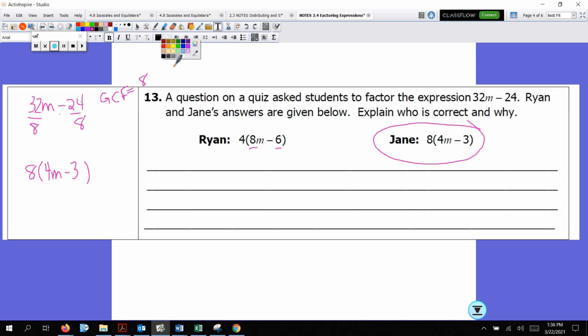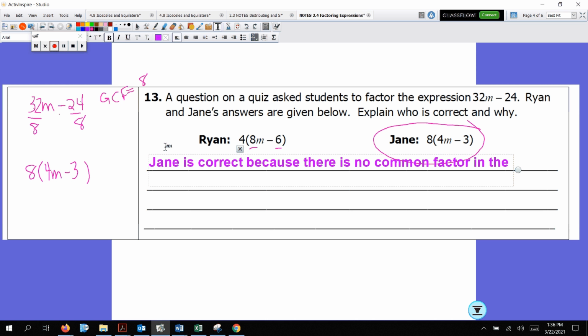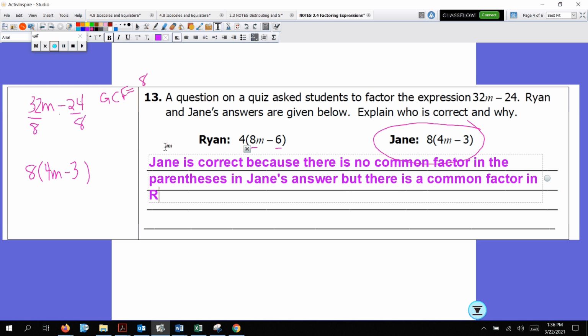So let's just write in our words here. Jane is correct because there is no common factor in the parentheses in Jane's answer. But there is a common factor in Ryan's.